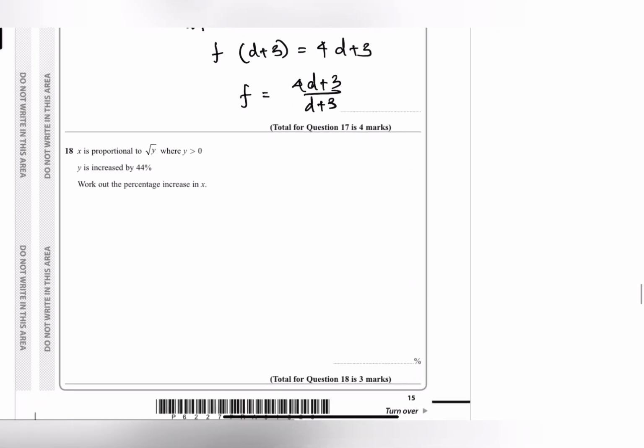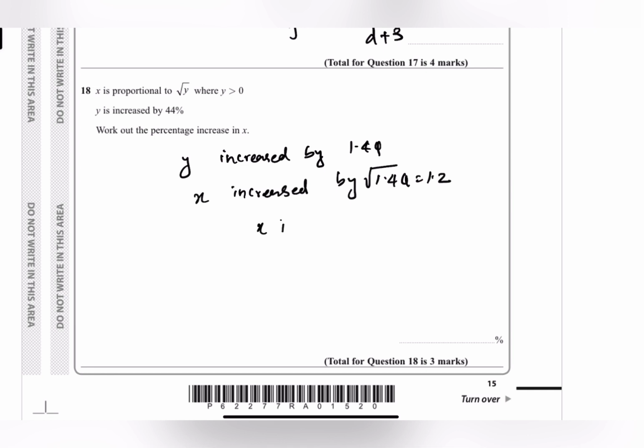Now x is proportional to root y, where y is greater than 0. Y is increased by 44%. Work out the percentage increase in x. So you can say y is increased by 44%, and you know x is proportional to root y. So increase by 44% means you can say y is multiplied by 1.44. So x is multiplied by root of 1.44, which is 1.2. So you can say x is increased by 20%. That is 20%. Now, next problem.